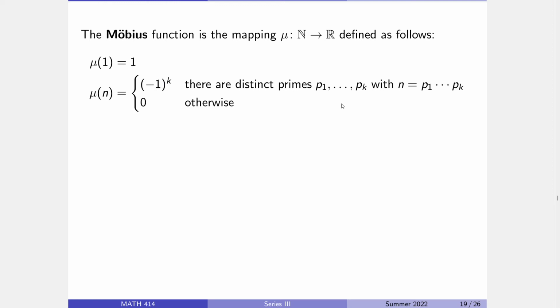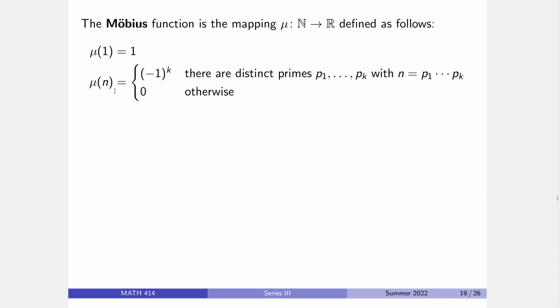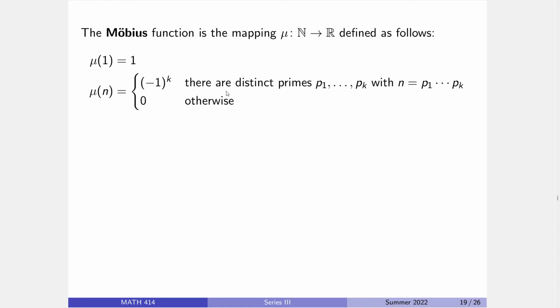It's 0 otherwise. So if you have a prime factorization and there is at least a square showing up, then we spit out 0. Numbers of this form are actually called square-free numbers. So that's another way of defining this: if your number is square-free, you do this, and if your number is not square-free, you spit out 0. At first glance, this is just, sure, I bet this is interesting.